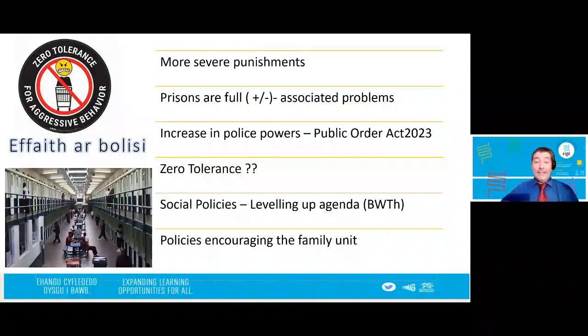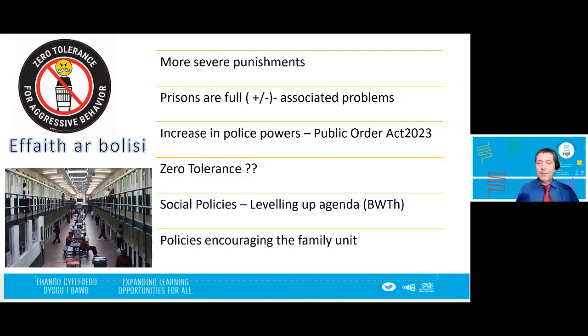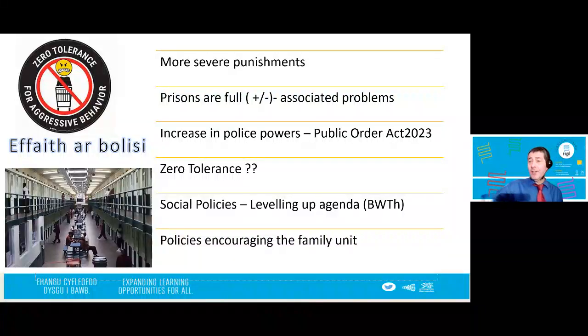So levelling up agenda, however, sort of a bit different, sort of slight appreciation that things need to change and levelling up is needed. So that levelling up agenda is influenced largely by the broken windows theory, where you need to increase opportunities for people. Again, links in with functionalism as well. And policies encourage the family unit have been implemented over the last 20 years as well.